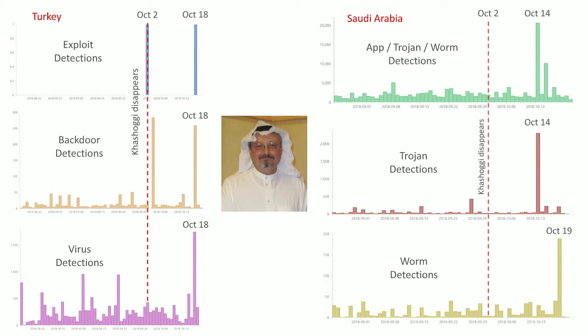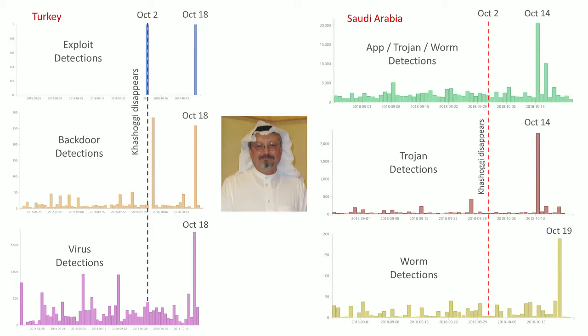Because remember, cyber is just a reflection of real world affairs anyway. So look, here's our detections in Turkey and Saudi Arabia around the alleged assassination of the Saudi journalist in Istanbul recently, right? So that happened on October 2nd.